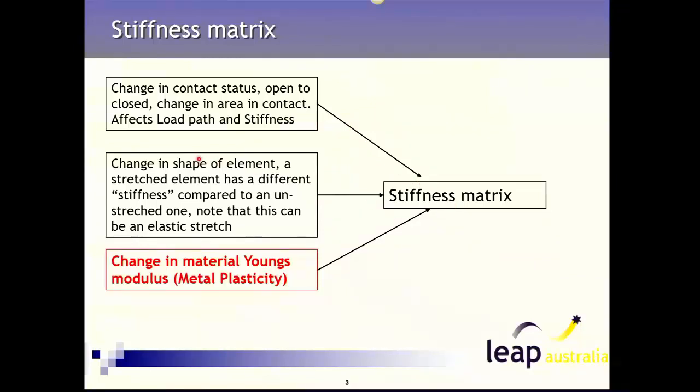The second thing that has an effect on the stiffness matrix is the change in shape of your structure, or the changes in shapes of the elements. They may rotate slightly, they may elongate slightly. When that happens, their individual contribution to the overall stiffness matrix will have a cumulative effect, so it will change the stiffness.